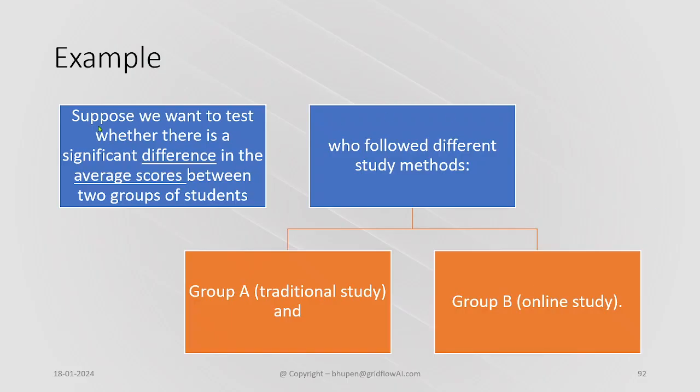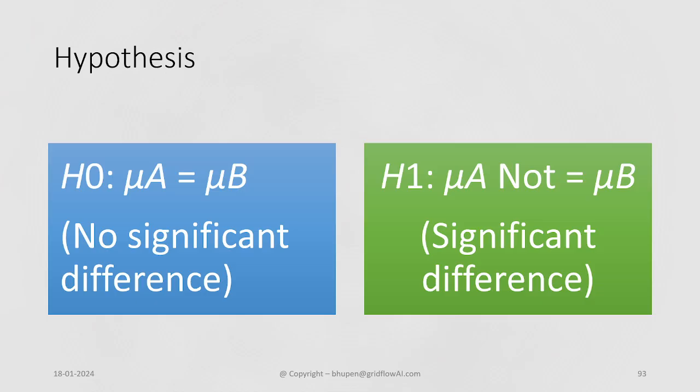Let's take another example here. Suppose we want to test whether there is a significant difference in the scores between two groups of students. Now, these two groups of students followed different methods of study. Let's say group A used the traditional method to study, and group B used a slightly advanced online method. And they performed, and you have the scores for group A and group B, and you would like to check if the mean score of group A is similar or the same as the mean score of group B. So that would be another use case of the need to compare the means.